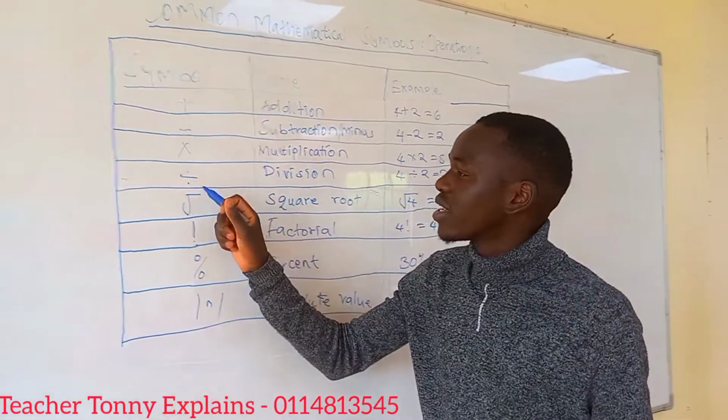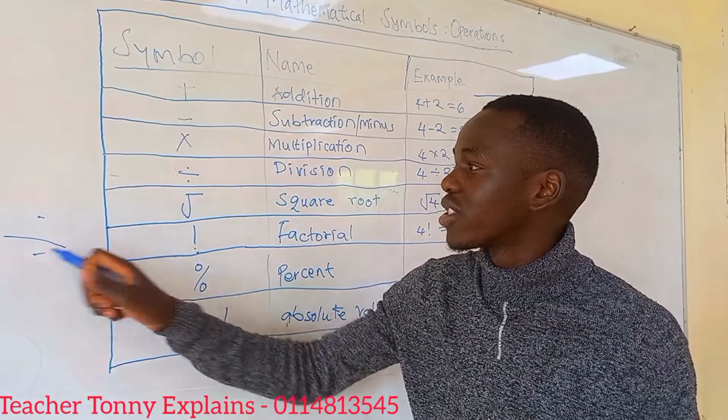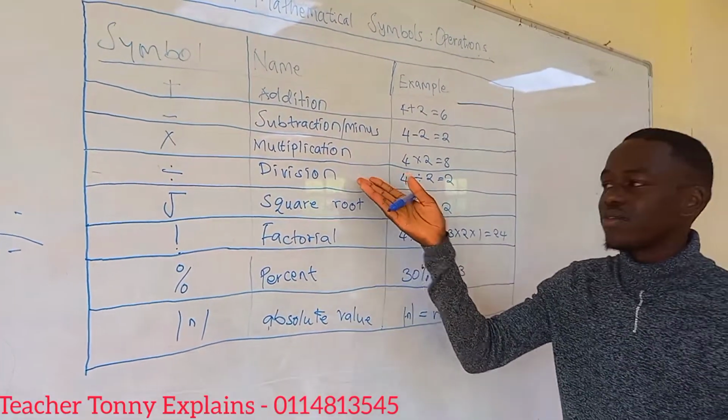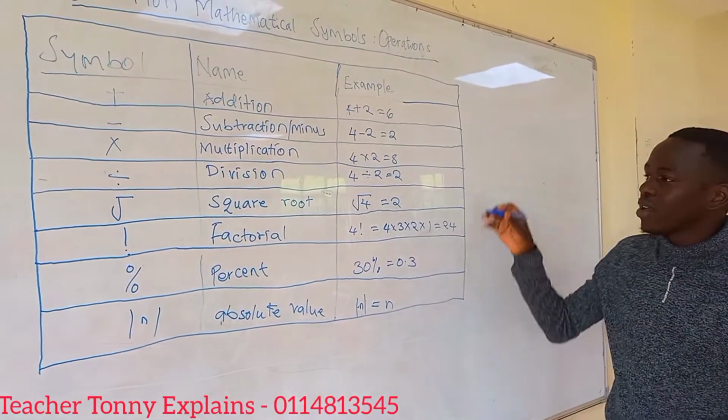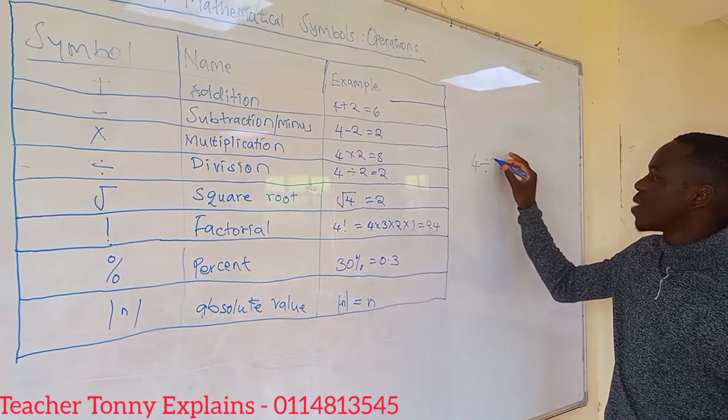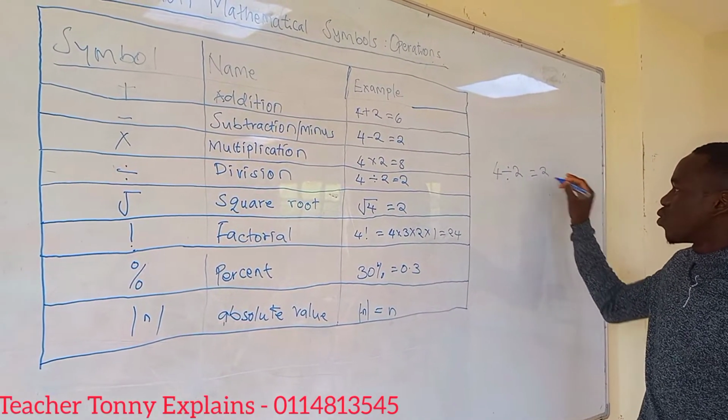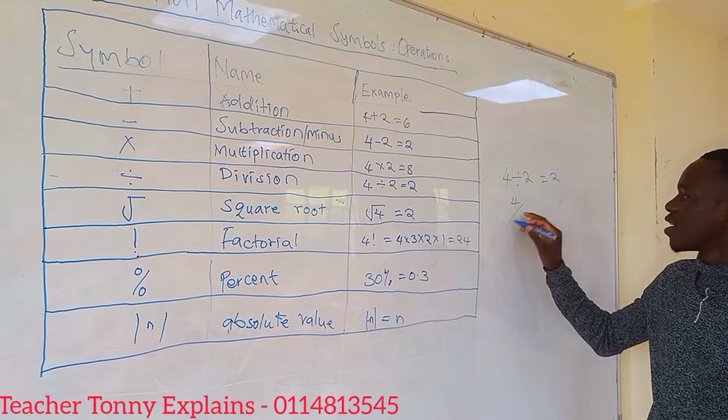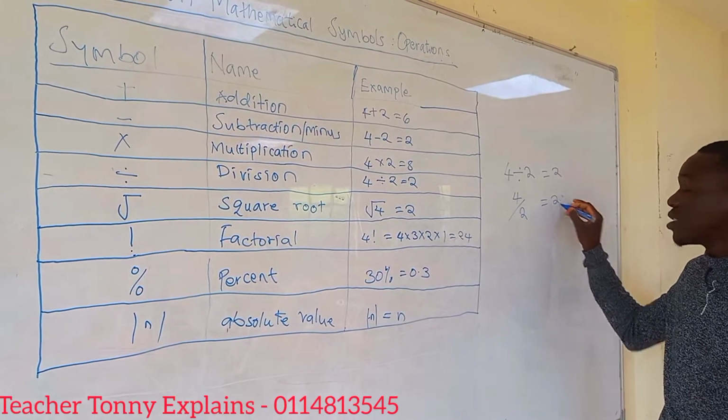The next symbol is division sign. Its name is division sign. For example, 4 divided by 2, we get 2. In other words, you can say 4 over 2, which is the same as 2.